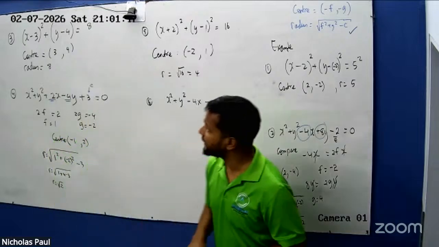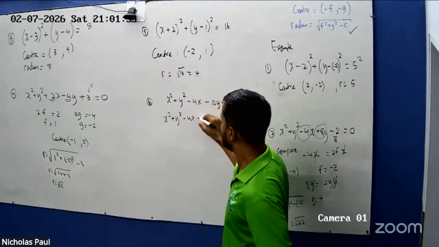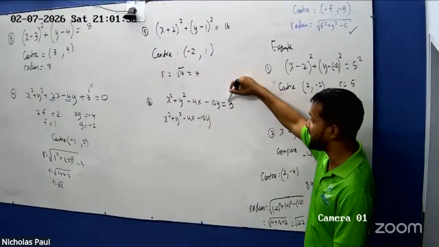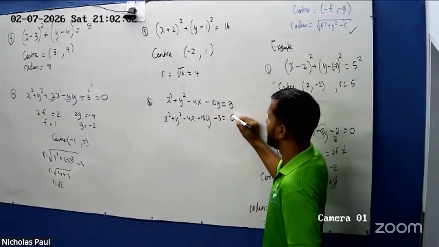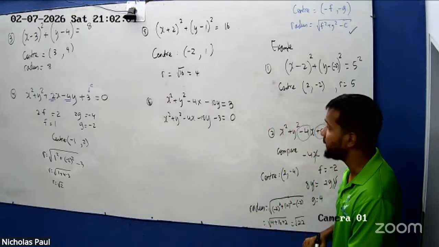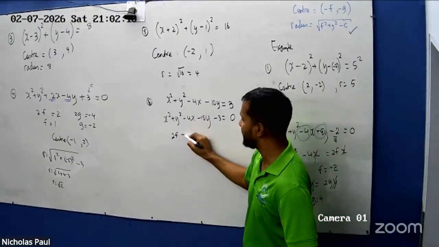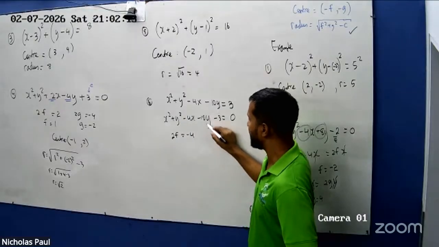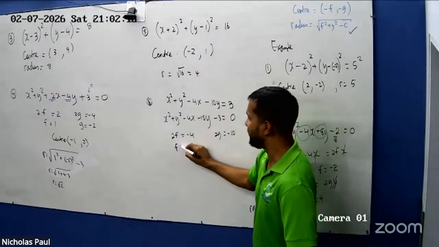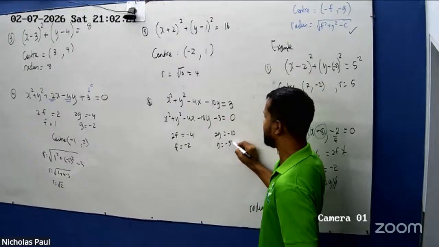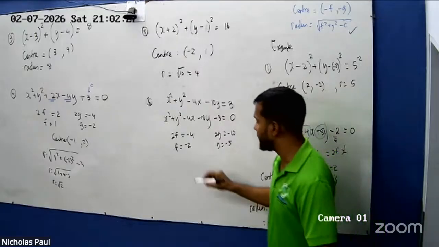With number 6, we have a slight problem. The problem with number 6 is that it's equal to 3. We don't want that, so you move the 3 across and make it equal to 0. Now we do the comparing. Whatever is in front of x is 2f, and whatever is in front of y is 2g. So it means that f is -2, g is -5. And most of your work is finished there.